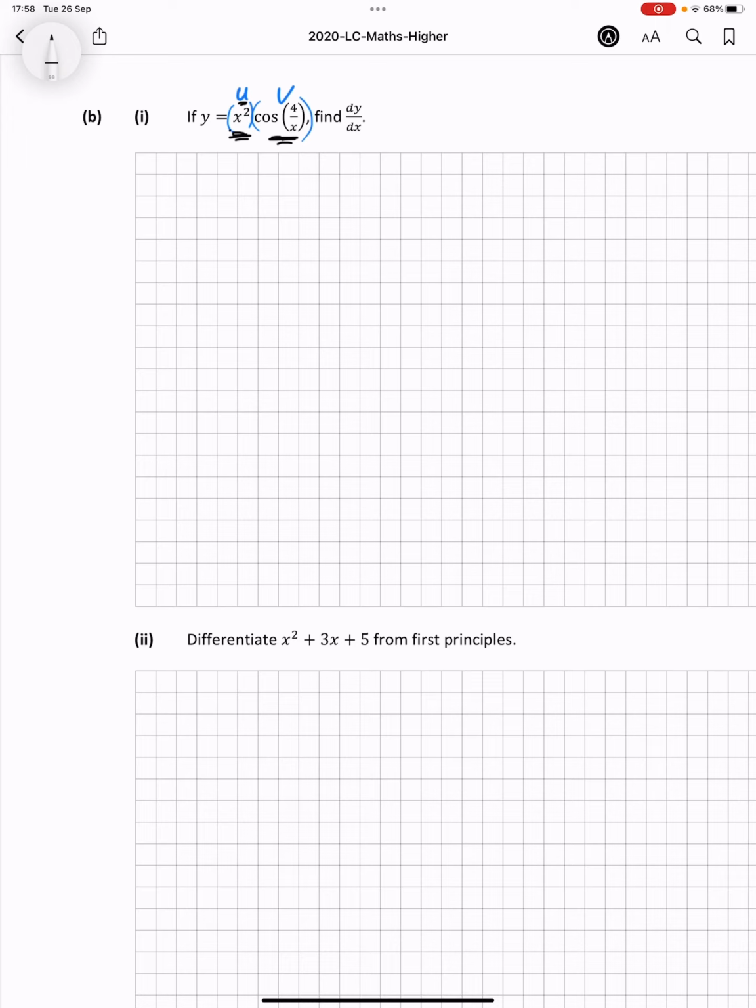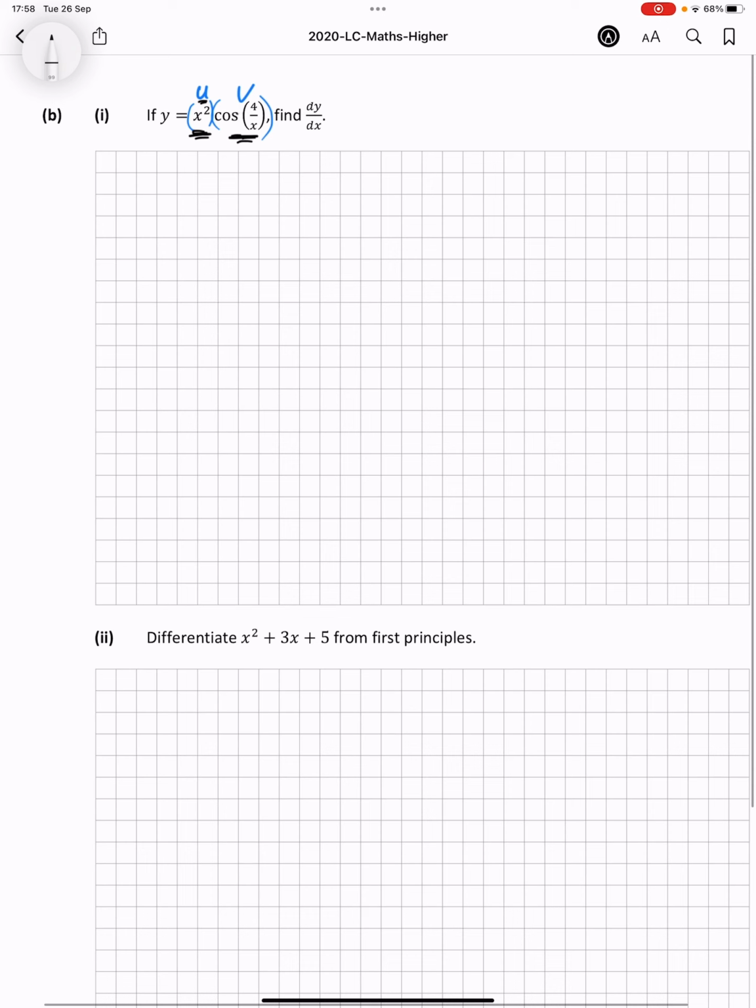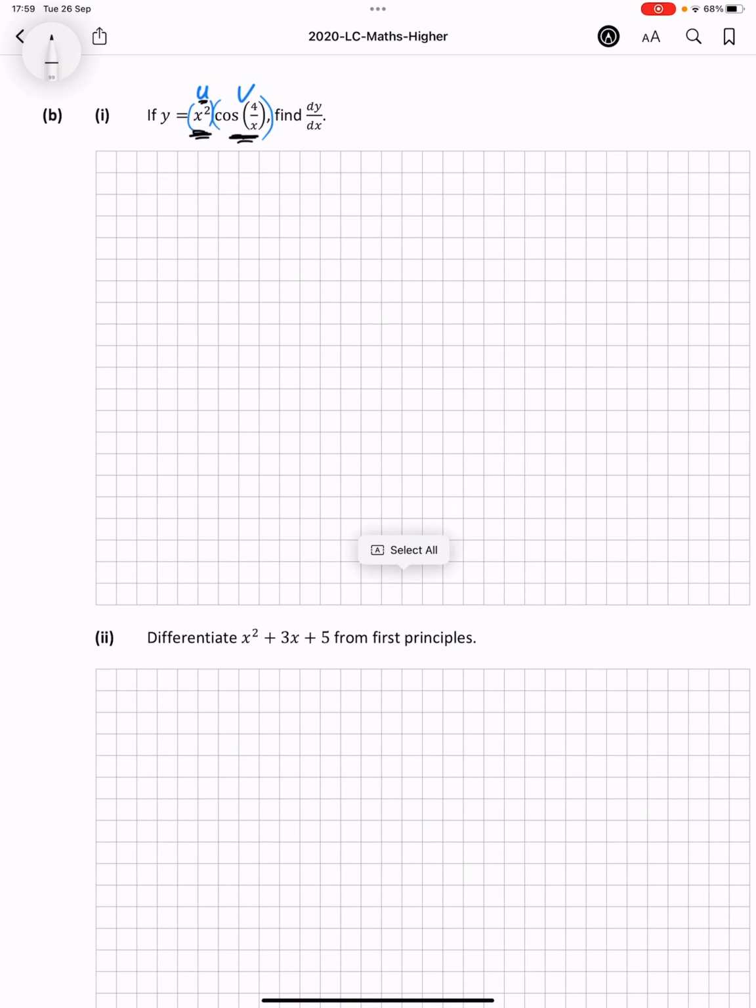We have the x squared. Once you've identified the product rule, go to your log tables and write out what the product rule is. So our dy dx for this is going to be, well, it's going to be u dv dx plus v du dx. Okay, and we're going to have to go and solve from there.